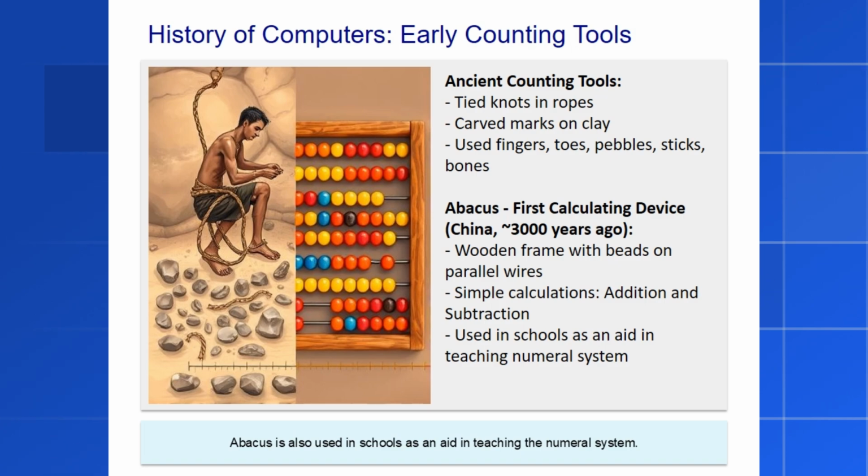This happened about 3,000 years ago in China. The abacus is a wooden frame with beads on parallel wires, and it's still used today to do simple calculations like addition and subtraction very quickly. In fact, it's even used in schools to help teach the numeral system. Did you know the abacus is still used in schools today to help teach kids about numbers and counting? It's a truly timeless tool.